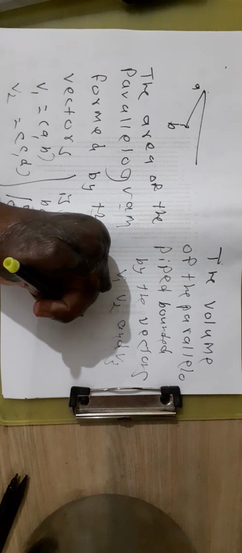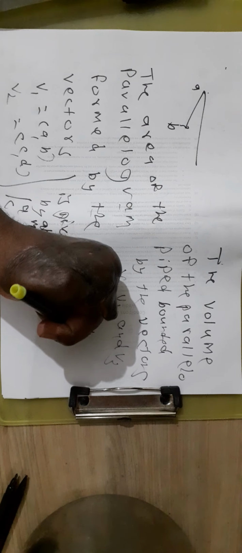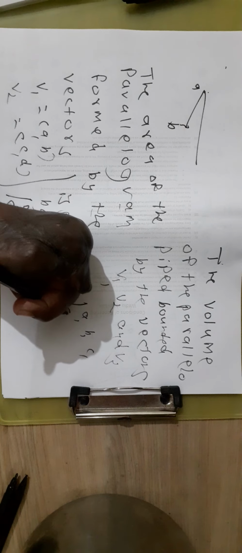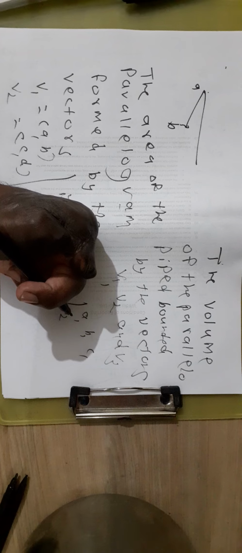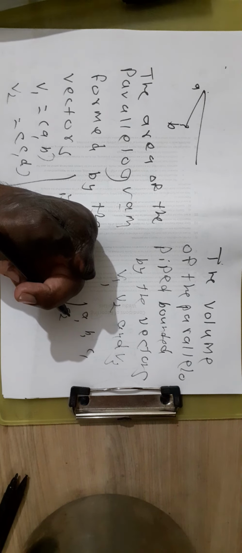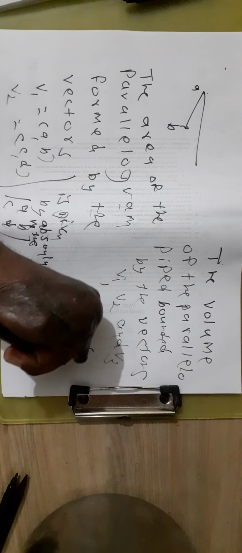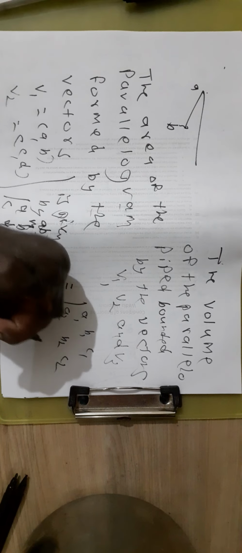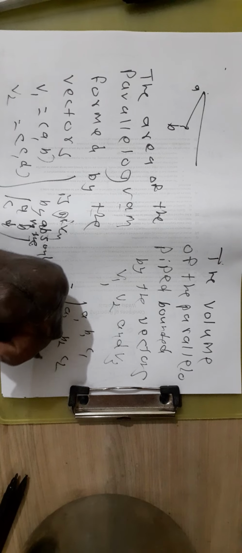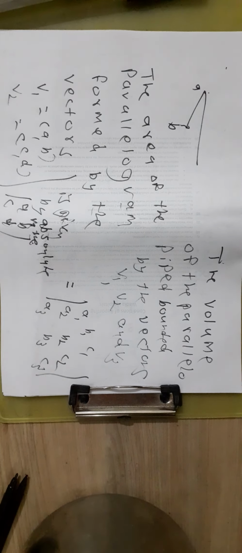the determinant of a1 b1 c1, a2 b2 c2, a3 b3 c3, where v1 is equal to a1 comma b1 comma c1, v2 is equal to a2 comma b2 comma c2, and v3 is equal to a3 comma b3 comma c3.